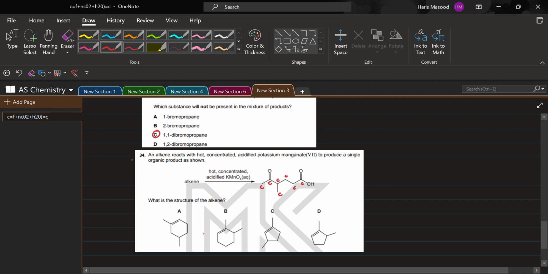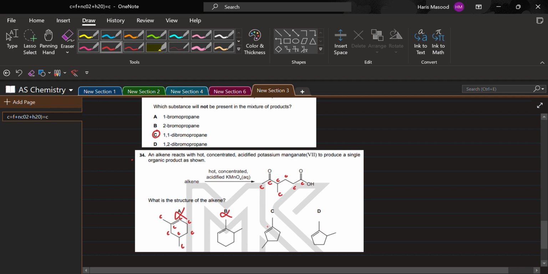Right? So in A and B, how many carbons are there? 6, 7, 8. Right? So A and B are already incorrect. We don't have to look into them, because carbons won't be increasing, right? So look into C and D.